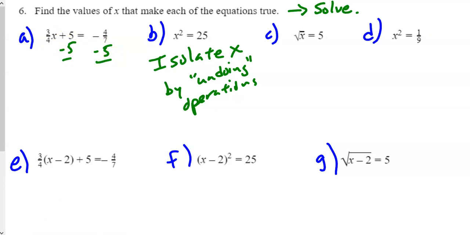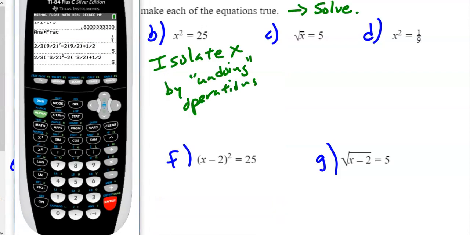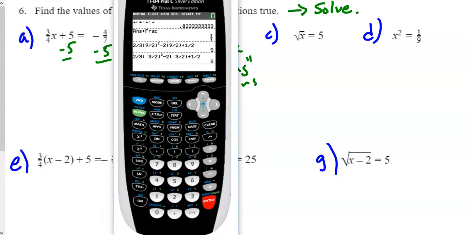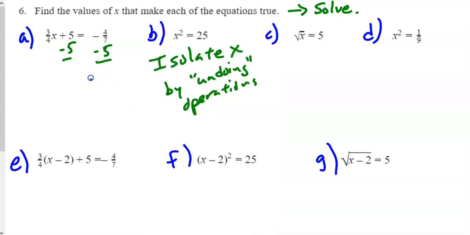Okay, now I'm okay if you use your calculator. Please, again, also be able to do this by hand as well. -4 divided by 7 minus 5. Now I'm going to go ahead and do math enter and leave that as a fraction. Fractions are always exact, so I get that to be negative 39 over 7. And decimals are sometimes exact.